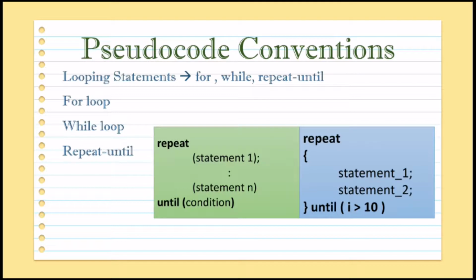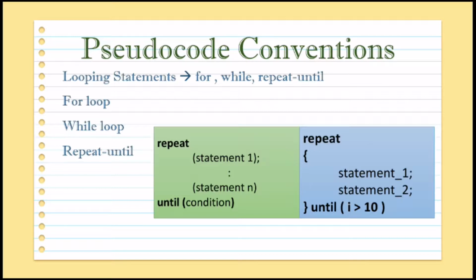So here first the statements present in repeat block will be executed and condition is tested at the end. That is if I is greater than 10. If condition is false, then this block of statements will be executed again. This will be repeated till the condition is false.